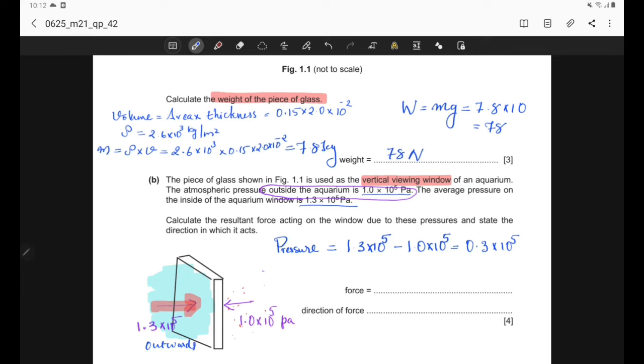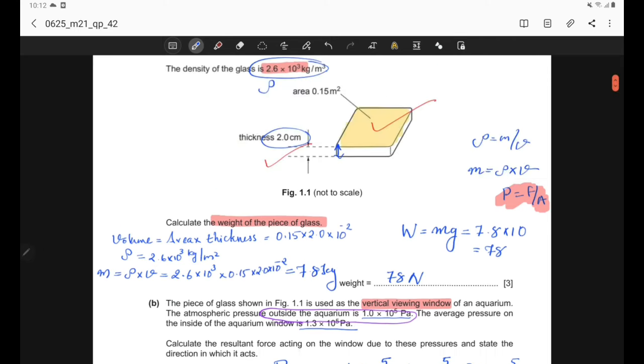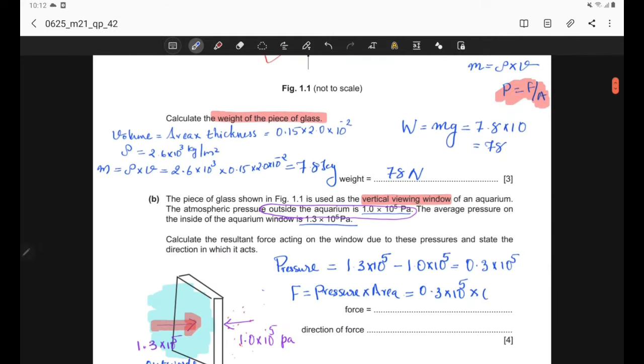Now we need to calculate the force. So we can use the equation force is pressure times area, because we have the basic equation of pressure, that is force over area. We have just used the same equation here. In order to calculate force, we can rearrange. So we will get force is equal to pressure times area, and here we have to take the resultant pressure, which we have calculated, 0.3 times 10 to the power 5 times area of this glass wall, which is also given, 0.15.